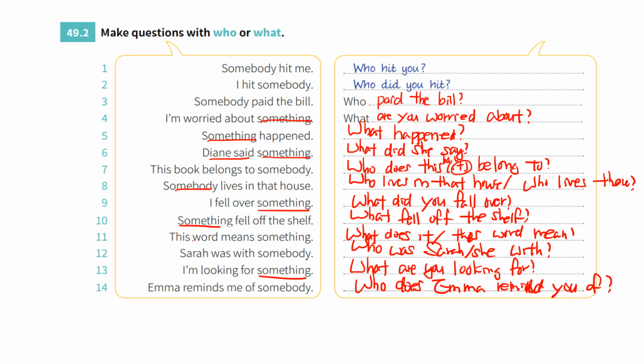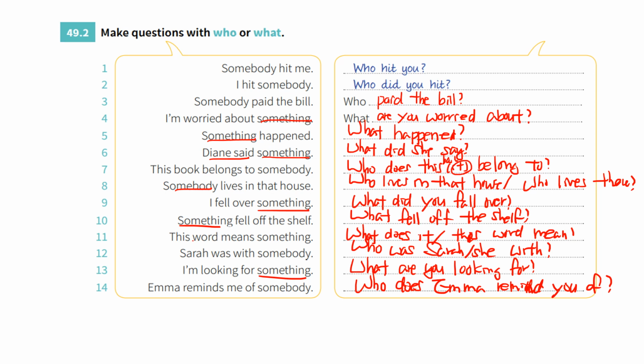This book belongs to somebody. Who does this book belong to? Who does it belong to? Somebody lives in that house. So subject, who lives in that house? Well, who lives there? I fell over something. What did you fall over? Something fell off the shelf. What fell off the shelf?